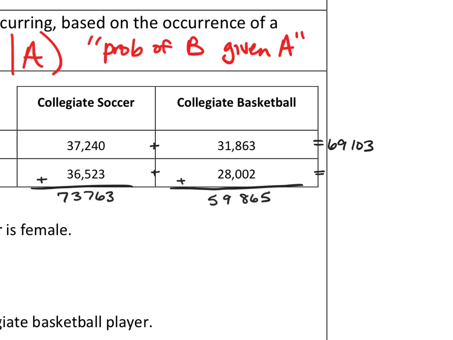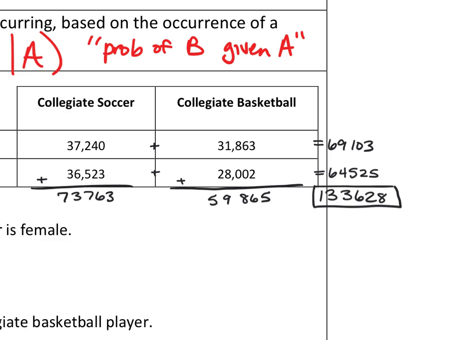The total number of female collegiate athletes in this table is 64,525, meaning that the grand total number of collegiate athletes in my table is 133,628. Again, all I'm doing is adding up all the columns and the rows from these two-way tables, because I know eventually I'm going to need the total number of things happening.